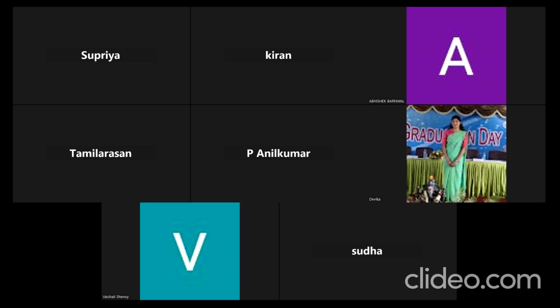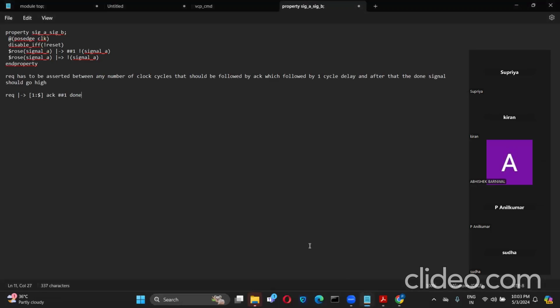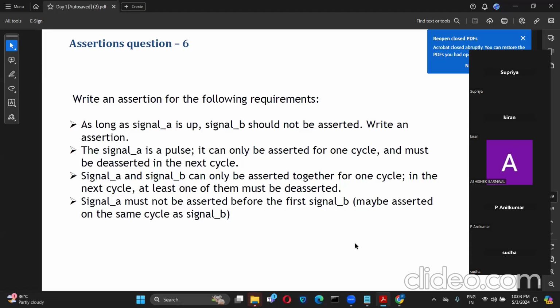So you guys can ask me if you have any questions. Like, this is out of the question. May I know, if they ask us, are you worked on IP level or SOC level? Okay. So do we have anything that will be related to assertions?